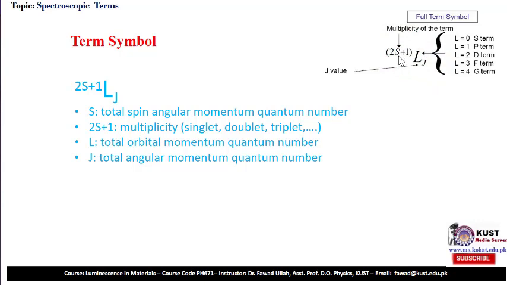And what are these values of S, L and J? They are explained here. S stands for total spin angular momentum quantum number. So 2S plus 1 gives us the multiplicity, that is the singlet, doublet or triplet state of the electron. Then we have L, capital L, that is the total orbital angular momentum quantum number, and then J, that is the total angular momentum quantum number.